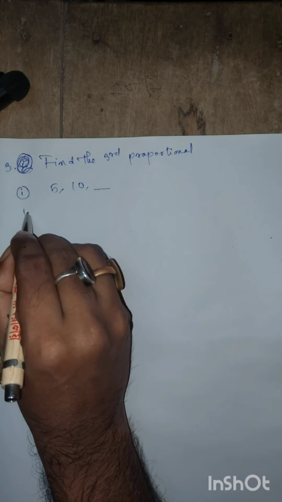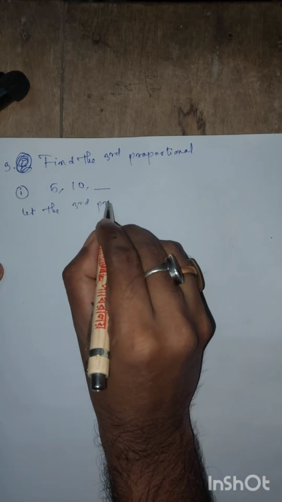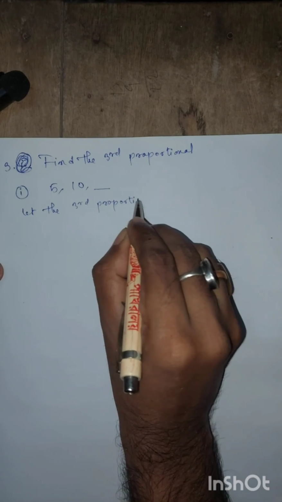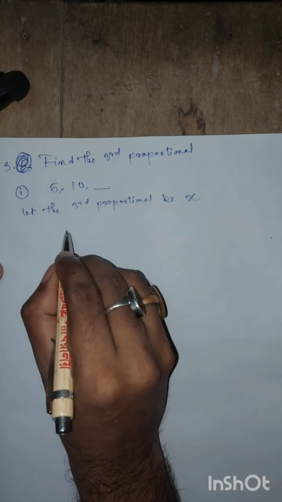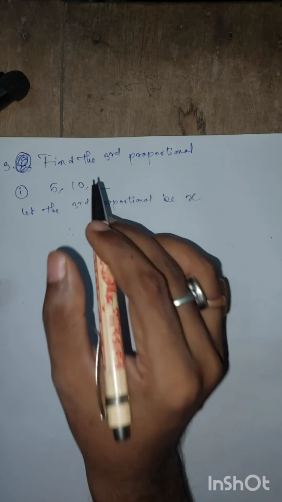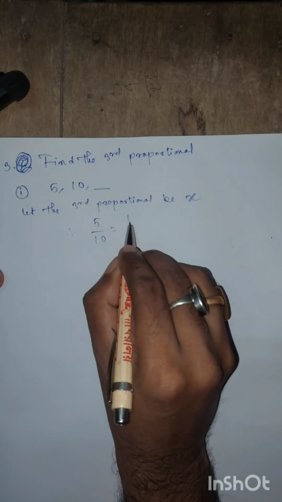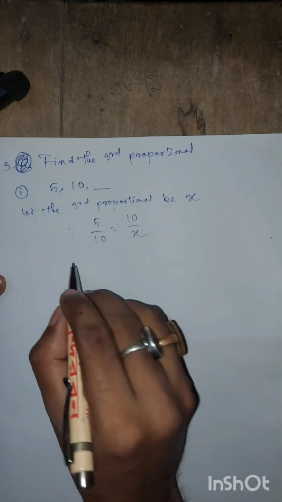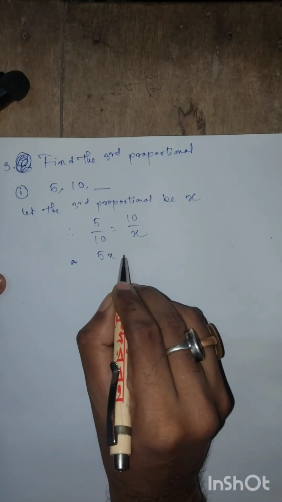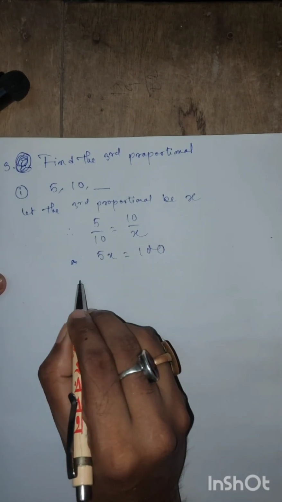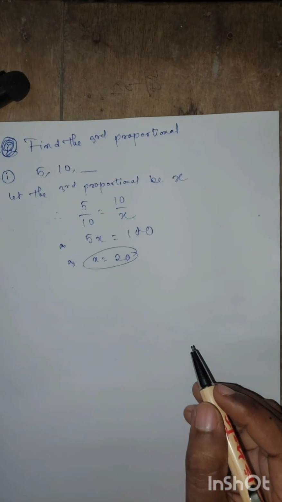So let the third proportional be x. Therefore, if these three numbers are in continued proportion, then 5 by 10 is equal to 10 by x, or 5x equal to 100, or x equal to 20. This is our third proportional.